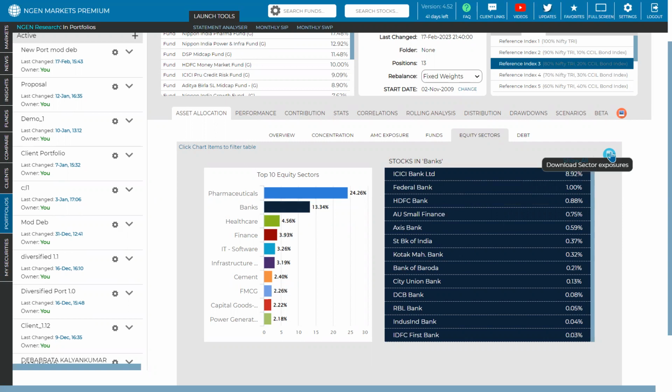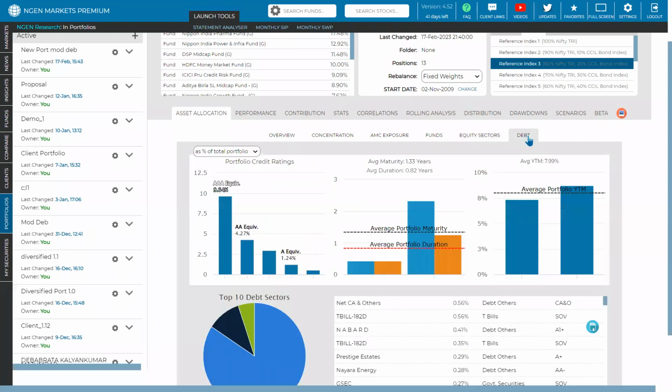And you can also download these sector exposures in an Excel format, which is very, very useful. Another one is the debt side. My purpose of adding some debt funds in the portfolio analytics was to show you how NGEN Markets analytics shows you the debt side of the portfolio.